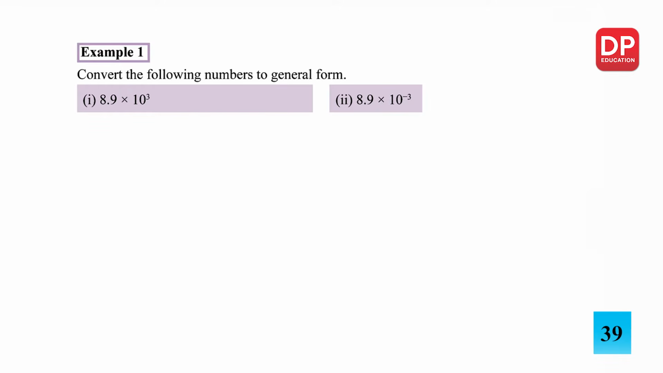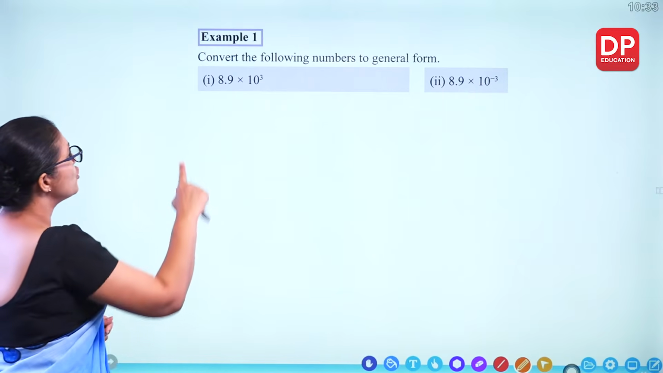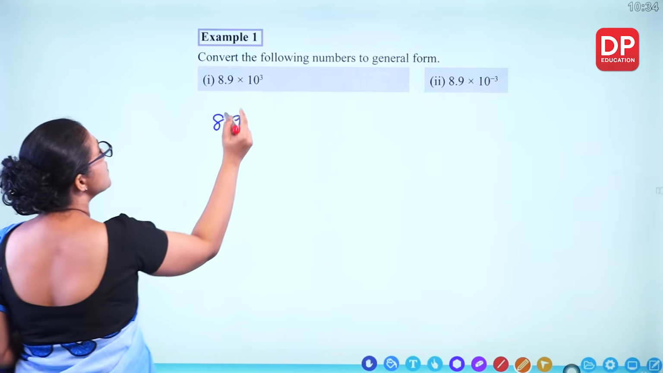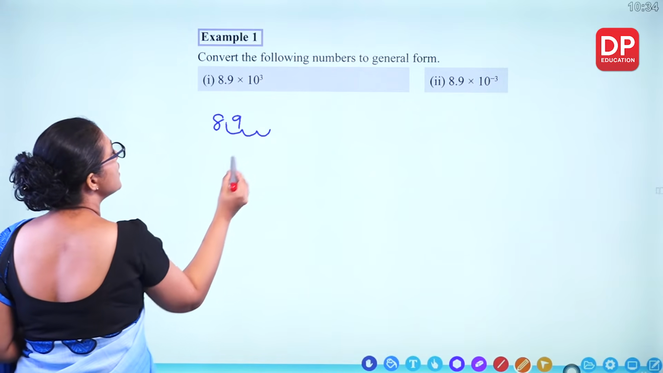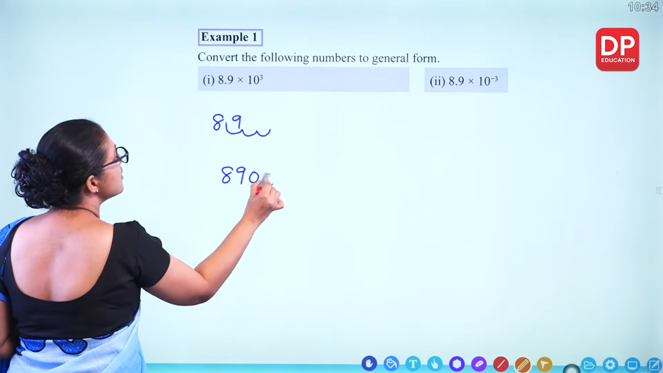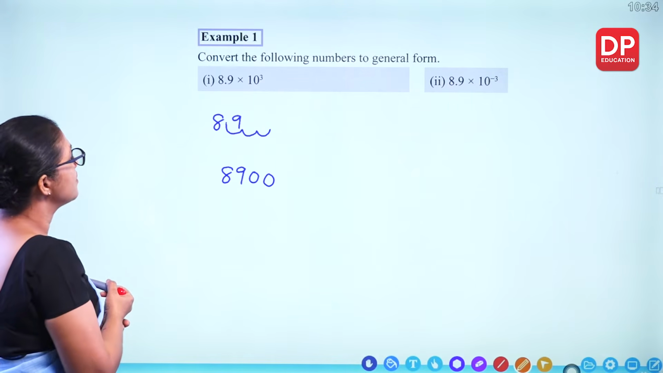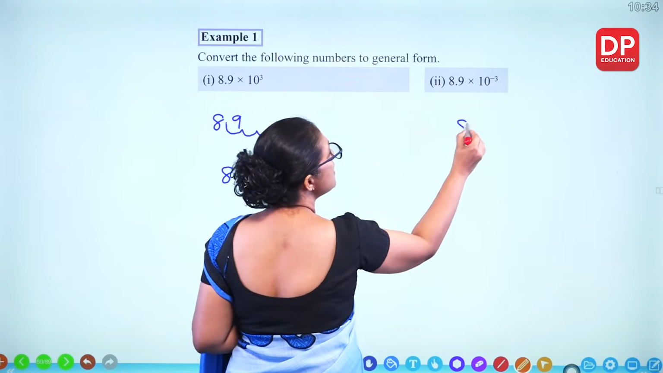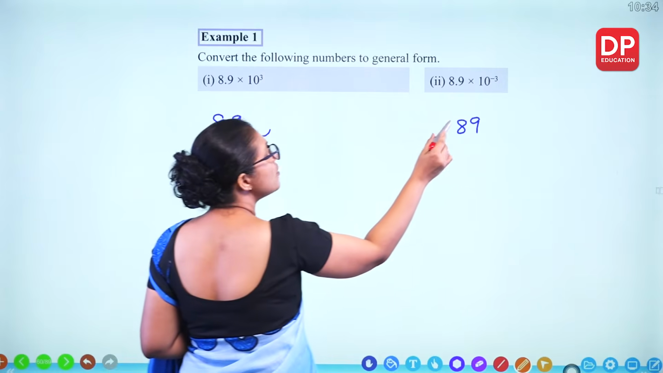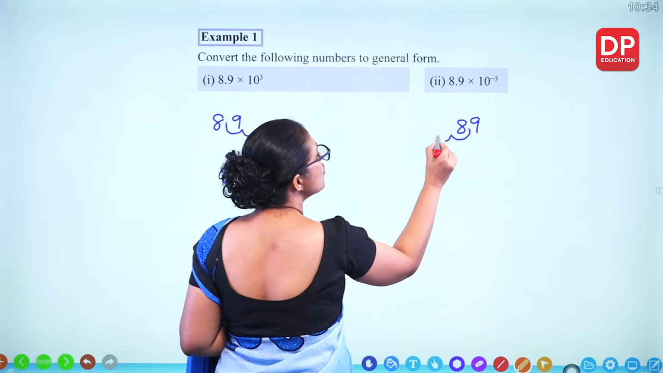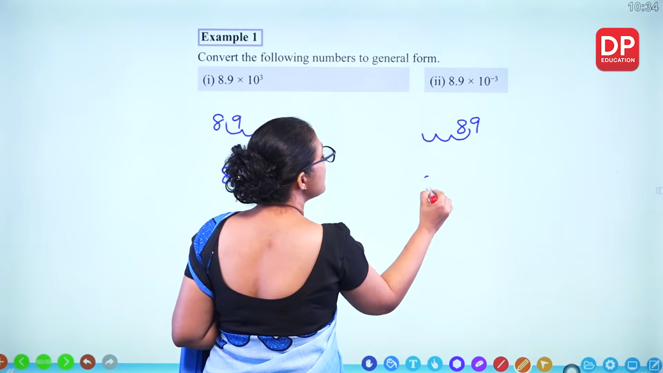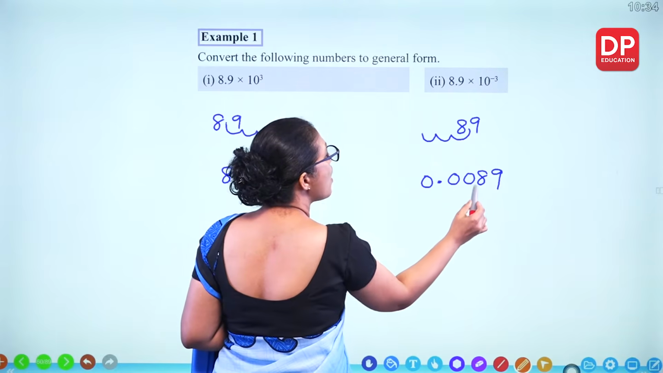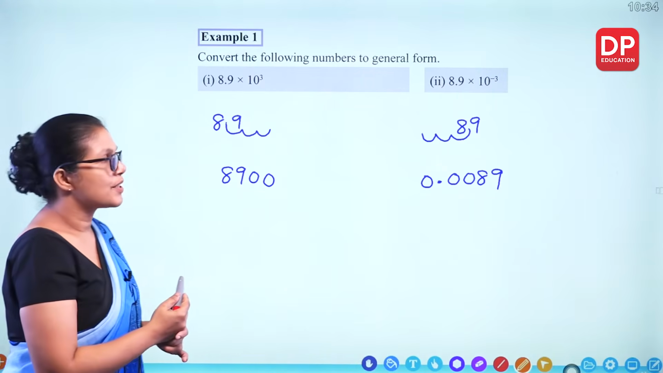Example number 1. Convert the following numbers to general form. Other way around. So what you do? You take the decimal place and move 3 places to the right. 1, 2, 3. So 8,900. 8.9, 10 to the power minus 3. That means you are moving the decimal place to the left 3 places. 1, 2, 3. So that means 0.0089. 1, 2, 3 places to the left.